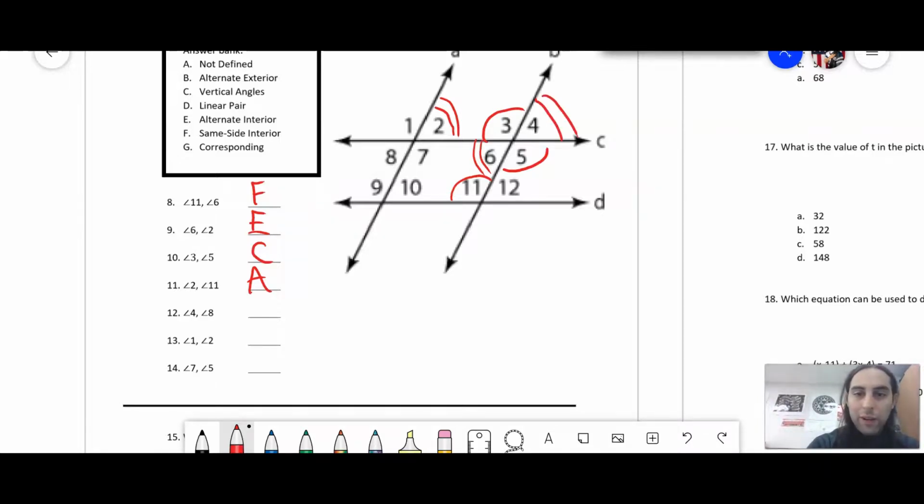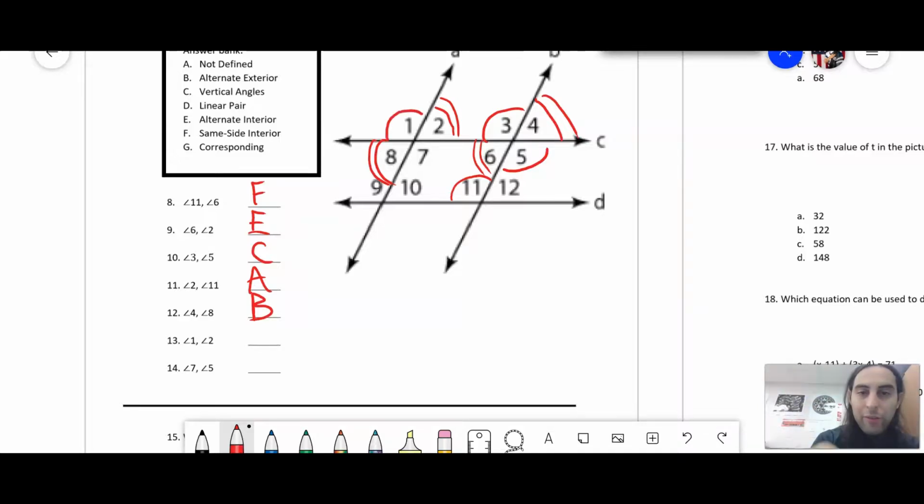4 and 8, well, 4 is over here, and then 8 is over here. All right. Now, 4 and 8, their transversal is C. C touches both 4 and 8. And 4 and 8 are on different sides of that transversal. They are alternate, and they're outside parallel lines A and B, so they're exterior. So angle 4 and angle 8 are alternate exterior angles. Cool?